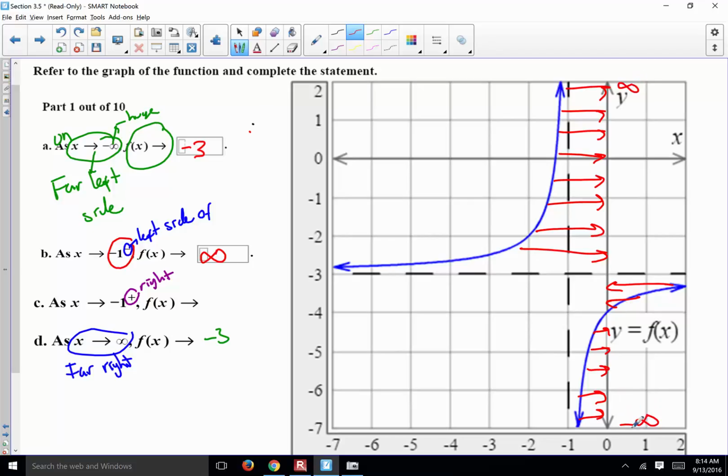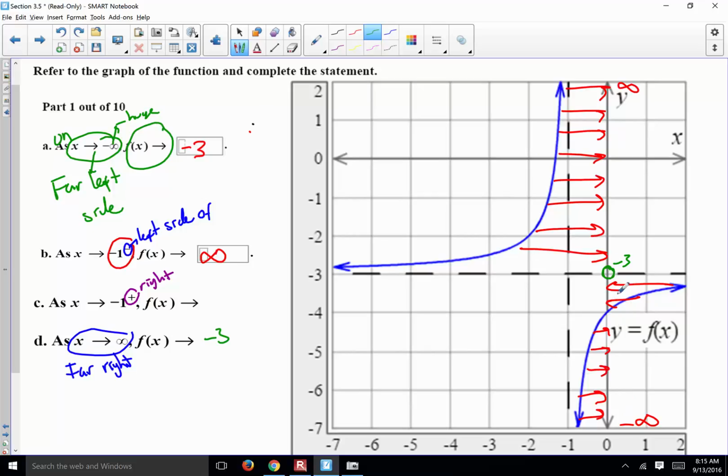Again, range is always read from bottom to top. Bottom is minus infinity, top is infinity. Do you agree? Why not? Except there is no point falling to this point, right? There is nothing to the left or right. You're really getting close towards it, but not really touching, nothing touching the minus 3 level. So we have to exclude minus 3.